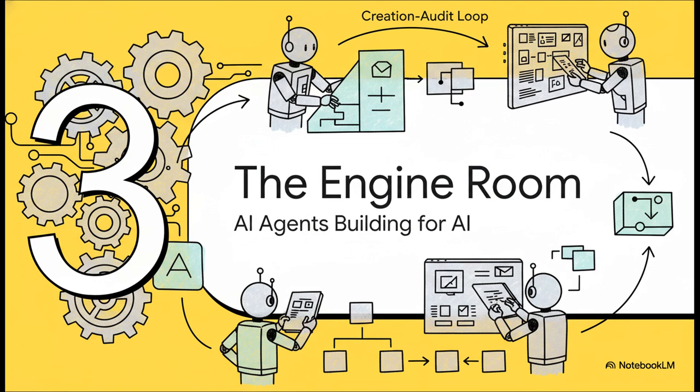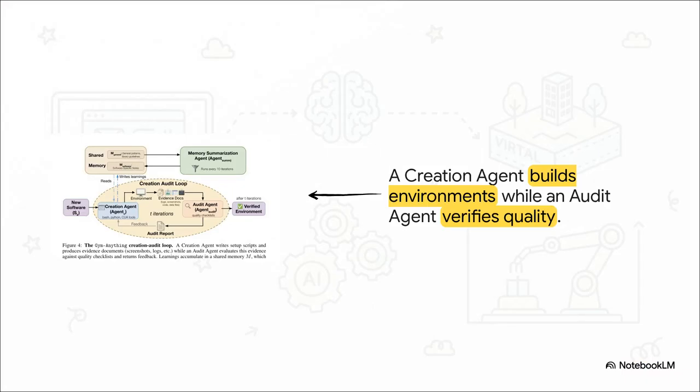The real innovation here is a multi-agent system they call the creation audit loop. It's basically AIs building and double-checking environments for other AIs to train in. Pretty cool. Now, this diagram shows you the workflow. You've got a creation agent that does the heavy lifting. It's writing setup scripts, downloading all the data you need, and then it produces evidence, things like screenshots and log files. But then, on the other side, you've got an independent audit agent that comes in and inspects all that evidence to make sure the environment is actually good to go.